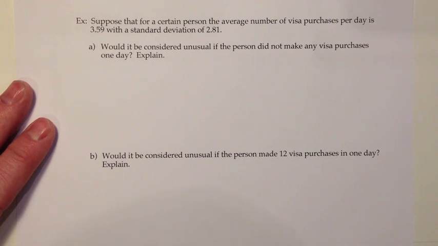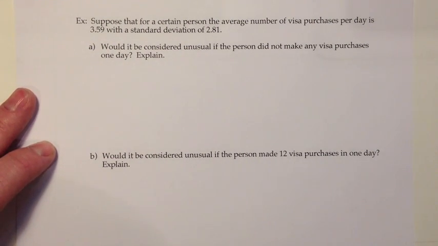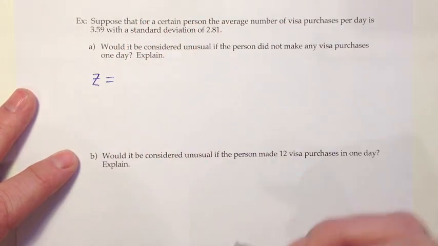Suppose that for a certain person the average number of Visa purchases per day is 3.59 with a standard deviation of 2.81. Would it be considered unusual if the person did not make any Visa purchases one day? And explain. So when somebody asks me would something be unusual, I usually think, well, I want to know how many standard deviations away from the mean it is, and then I can use those charts on the previous page to help me answer that. And the best way to know how many standard deviations away from the mean something is to do a z-score. So I'm going to start off by calculating the z-score here.